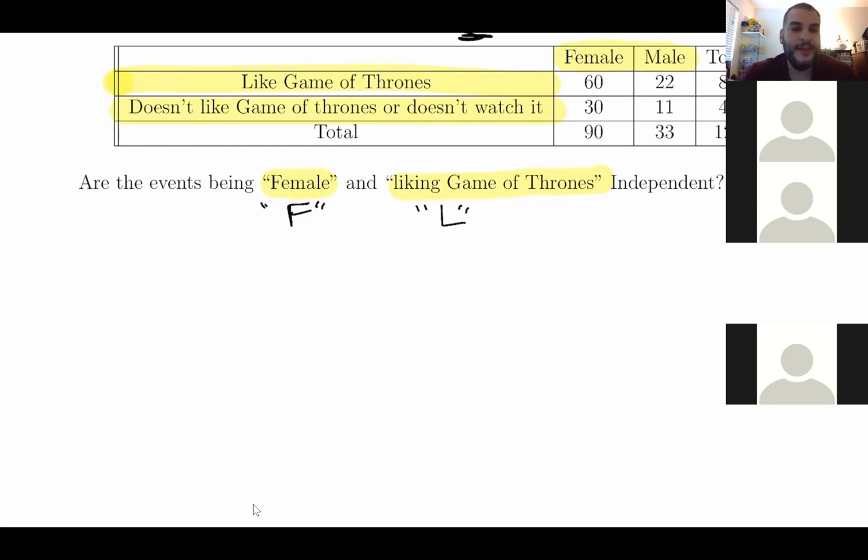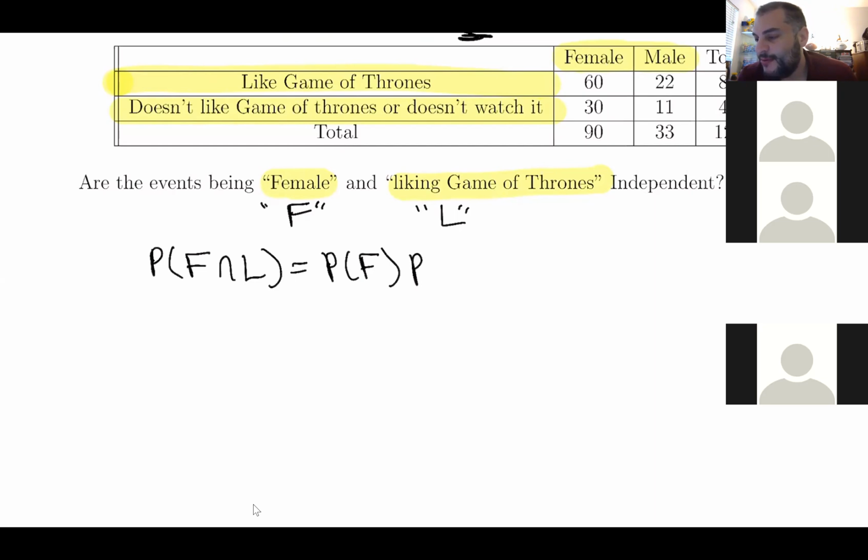I'm going to go ahead and use the formula to check to see if they're independent. To check, we're going to find the probability that they're female and like Game of Thrones. And that should equal the probability of them being female multiplied by the probability of them liking Game of Thrones. Everybody good so far with the formula?